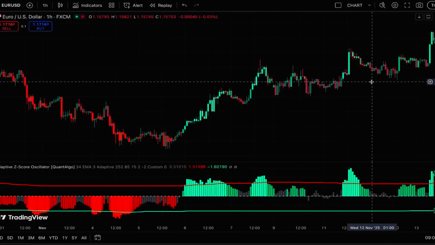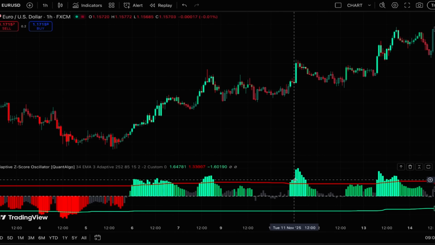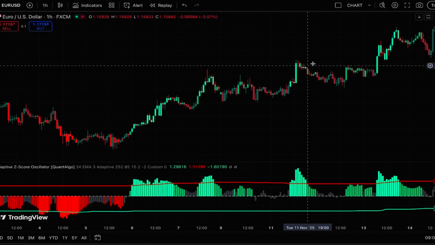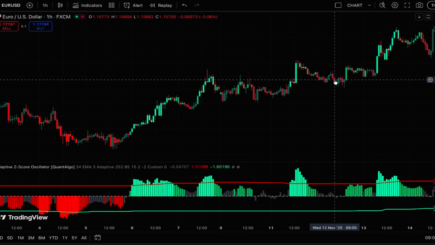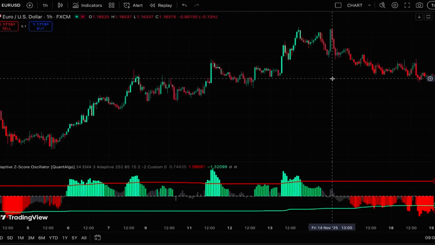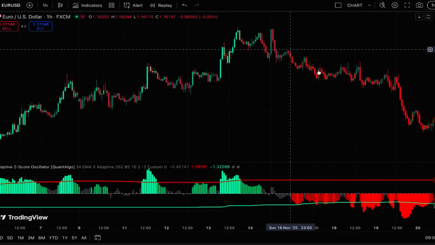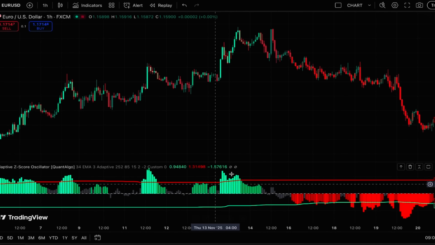Similarly, in an uptrend, when the bars of the histogram go above the red line, this shows overbought, so turning of the price is expected to happen. This turning can be just a pullback, like for example here, or we can also have a reversal and turning of the price from uptrend to downtrend after the overbought condition.